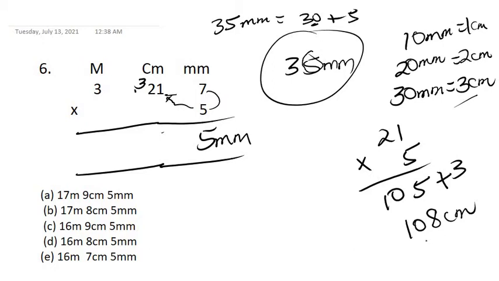100 centimeters make 1 meter. So I can remove 100 from here. If I bring the 100 to meters, it will just be 1 because 100 centimeters is 1 meter. Remainder 8 centimeters. Bring the remainder 8 here. 5 times 3, 15 plus 1, 16 meters. So my answer is 16 meters, 8 centimeters, 5 millimeters, which is D.